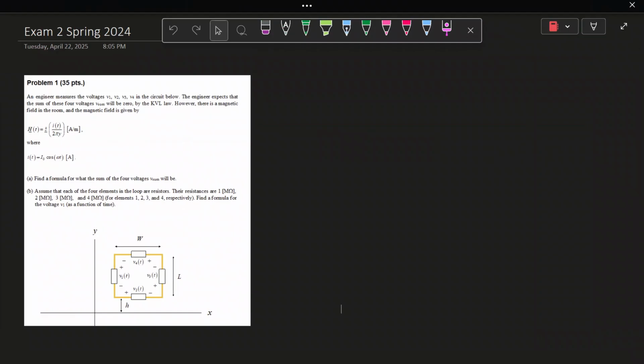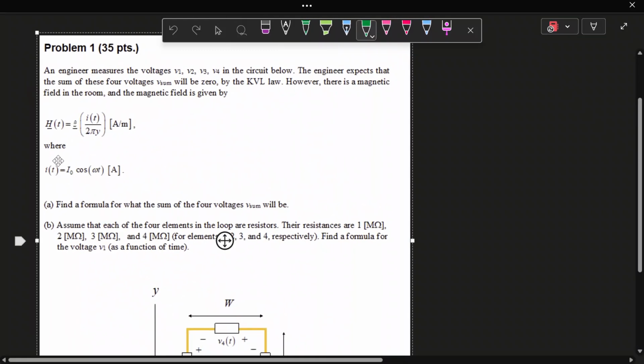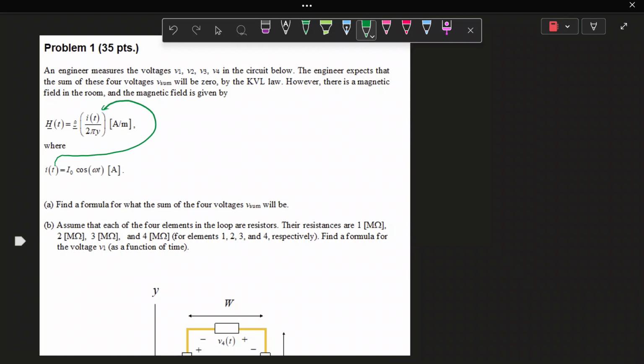Now, the first thing we have to do is read the problem, right? We're given H and we're given the current, and you'll notice that the H vector is a function of current. This is important later on in part B, so just make sure you remember this.